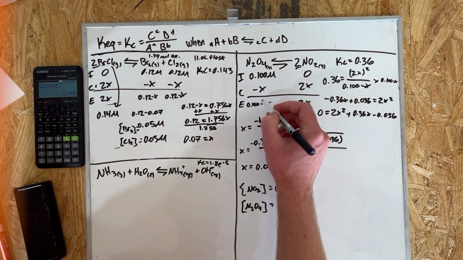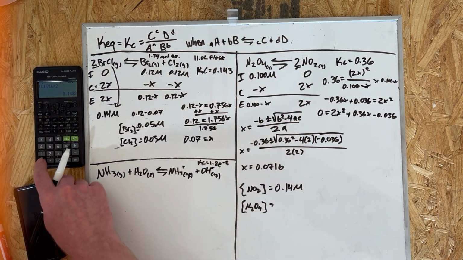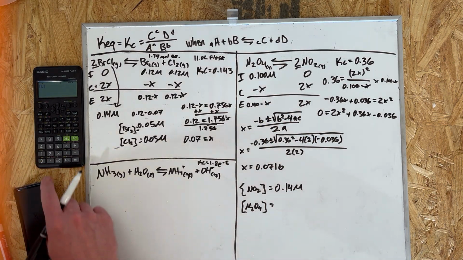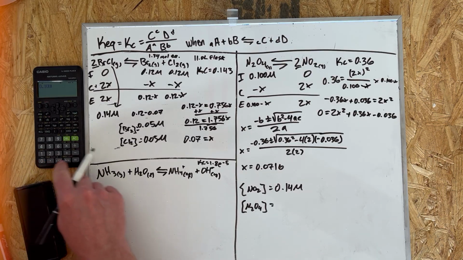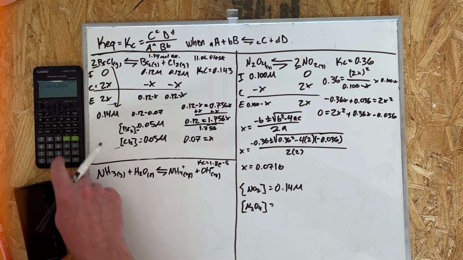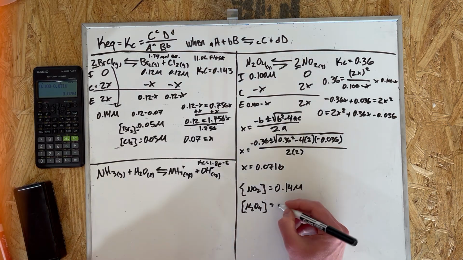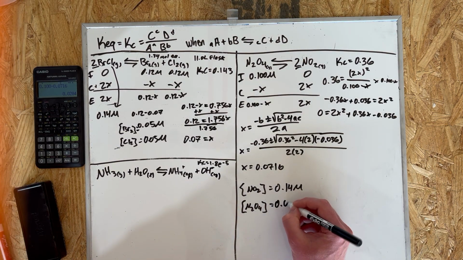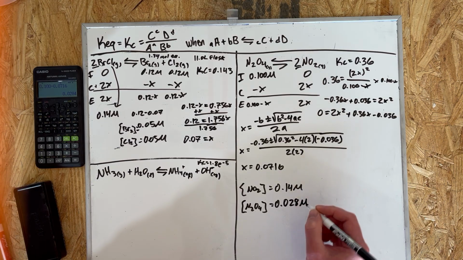And then this concentration is going to be 0.100 minus our x, 0.0716 equals 0.0284, so we'll just say 0.028 molarity.